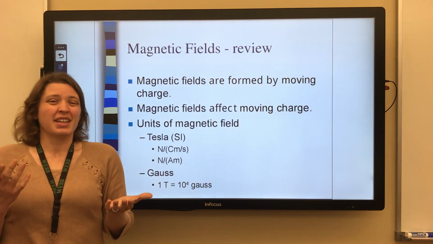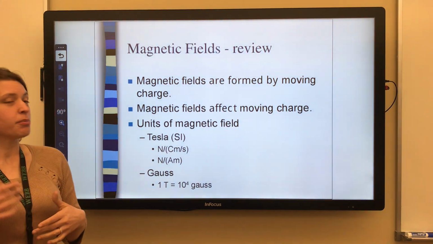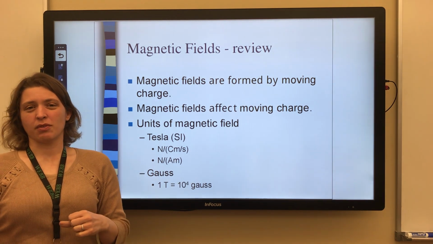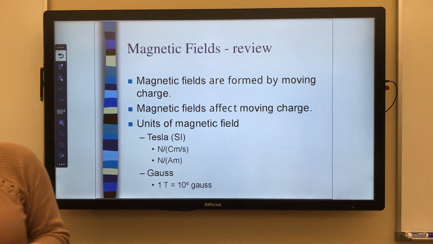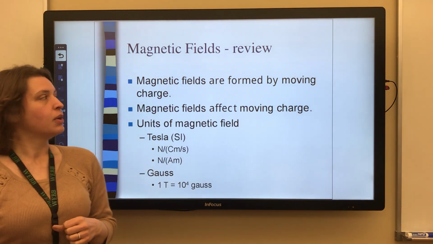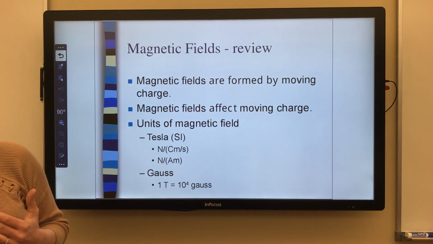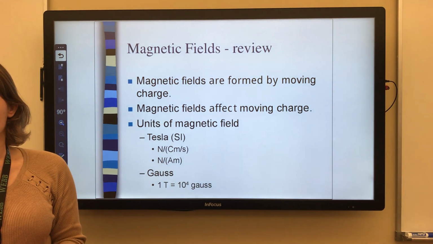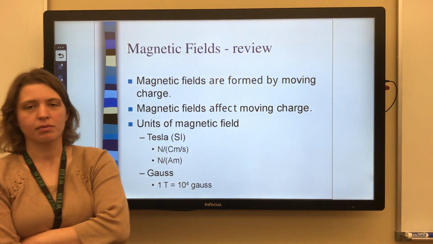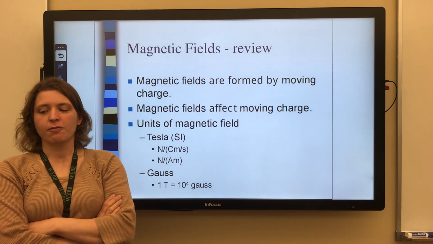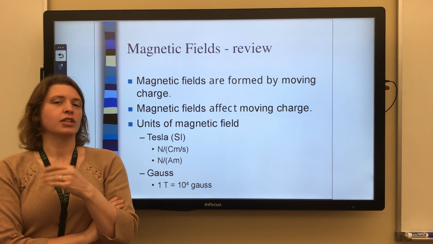First thing is, what is a magnetic field? When we use the term magnetic field, what are we referring to? How does it relate to stuff that we've talked about before? The first thing that I want to point out is that magnetic fields are formed when you have moving charges. Charges have to be in motion to generate a magnetic field. We will talk about that later. Magnetic fields can also affect moving charges.